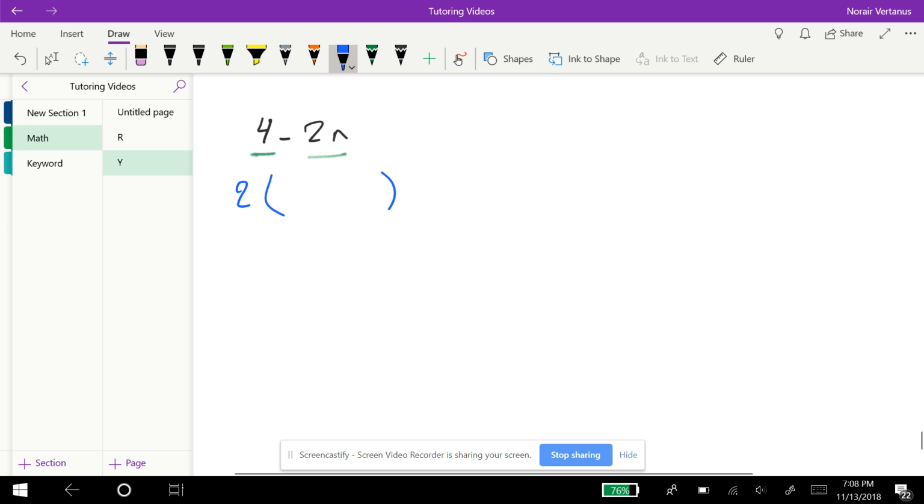4 divided by 2 is 2. 2n divided by 2 is 1n, but there's a negative sign. Negative divided by positive is negative, so it's going to be minus just n.